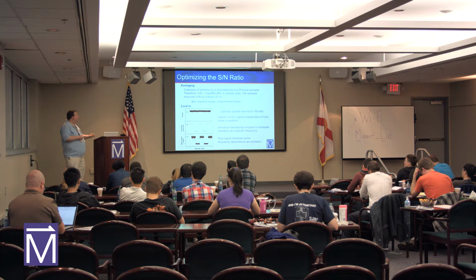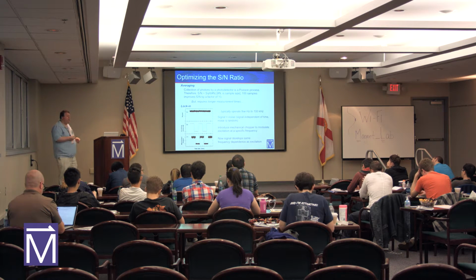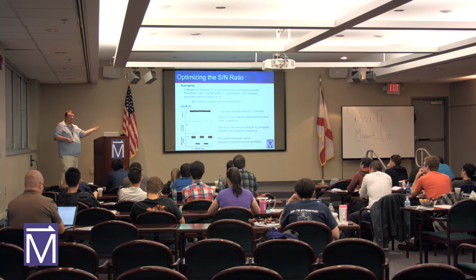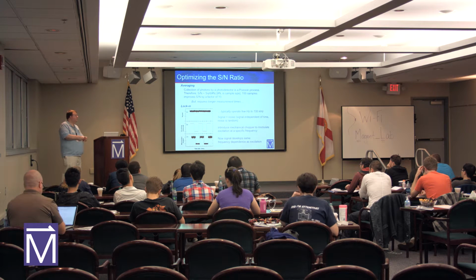One other way to improve this is to use something called a lock-in, which typically operates in the range of a few hertz to 100 kilohertz. There are ones that work at higher frequencies too. So just to give you an example of how you would use this for an optical experiment: a lock-in is going to take a reference signal and work to reject noise at frequencies that are not at that particular lock-in frequency.